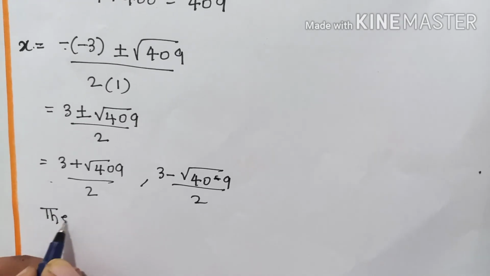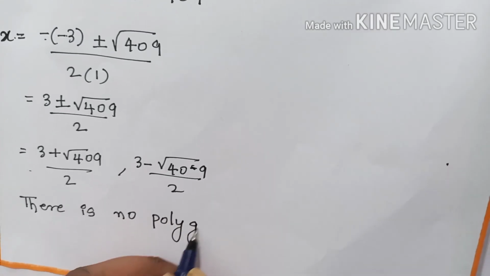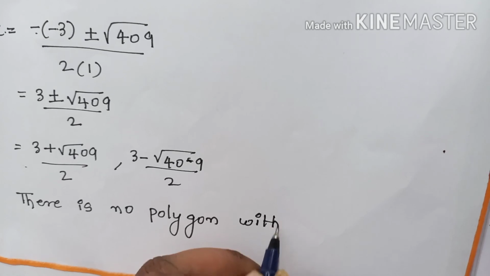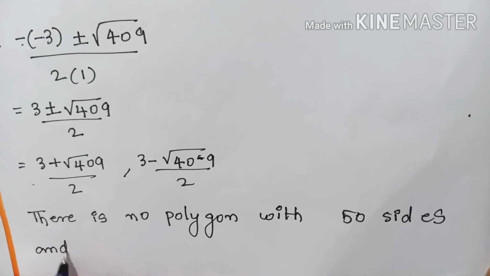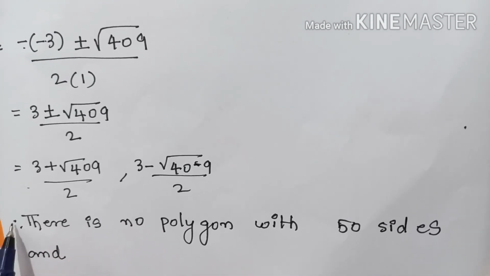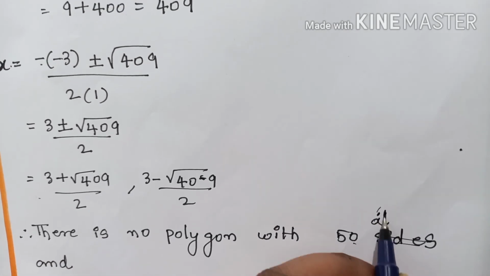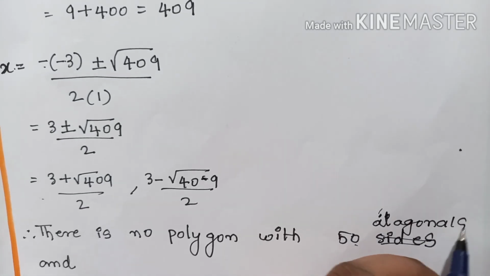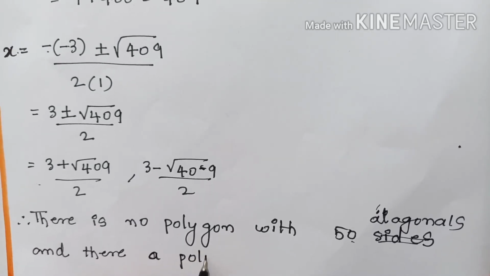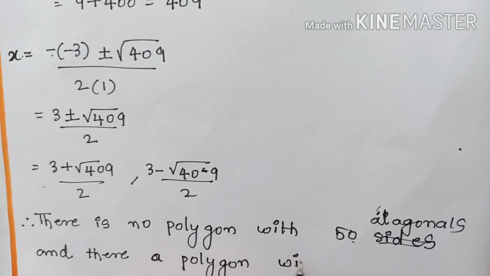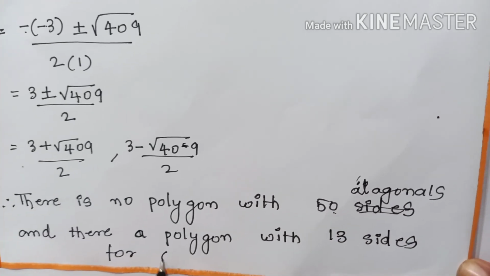So there is no polygon with 50 sides. And we have got the previous result, therefore we have to write in the ending that there is no polygon with 50 diagonals, and there is a polygon with 13 sides for 65 diagonals.